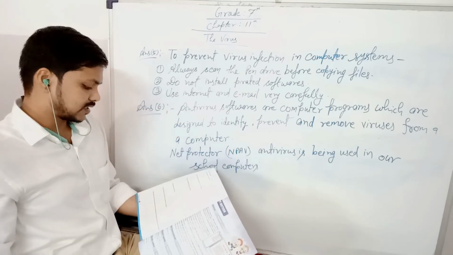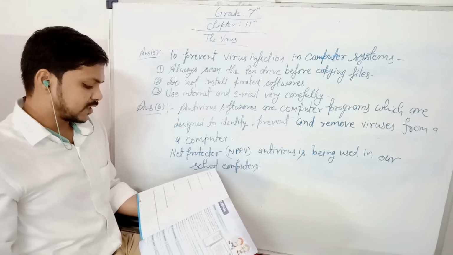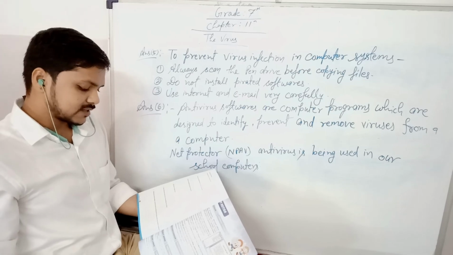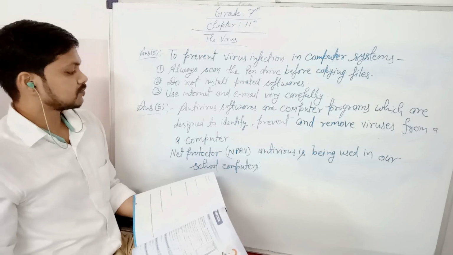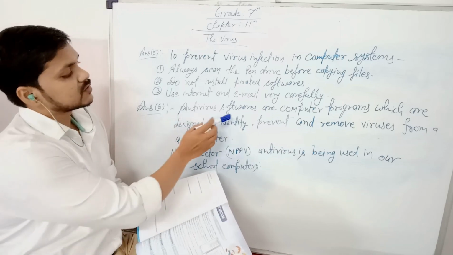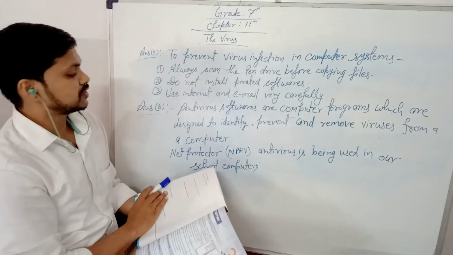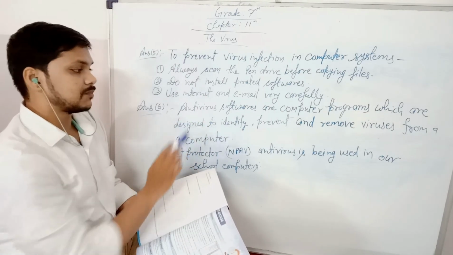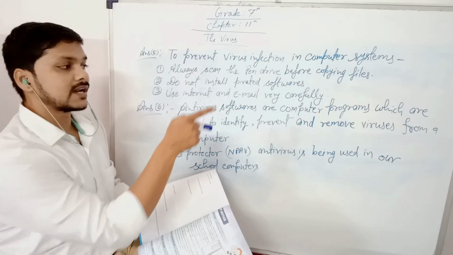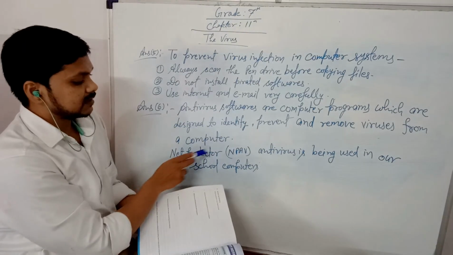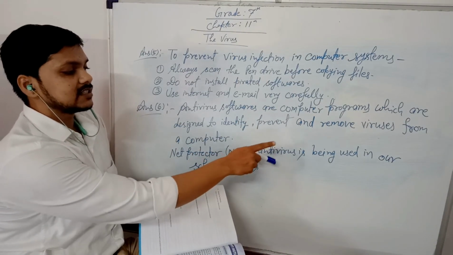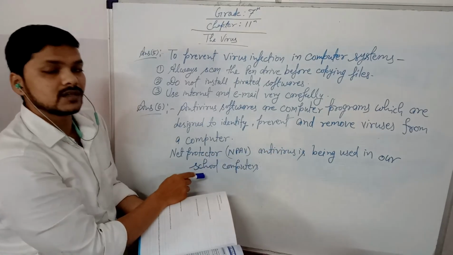Now next and last question is, briefly explain antivirus software. Name the antivirus software which is being used in your school computers. The answer is, antivirus softwares are computer programs which are designed to identify, prevent and remove viruses from a computer. And Net Protector NPAV antivirus is being used in our school computers.